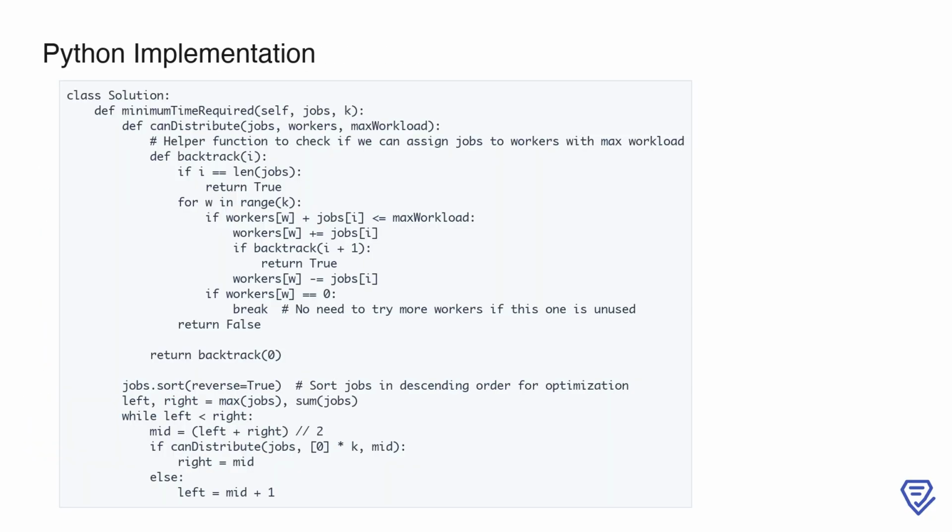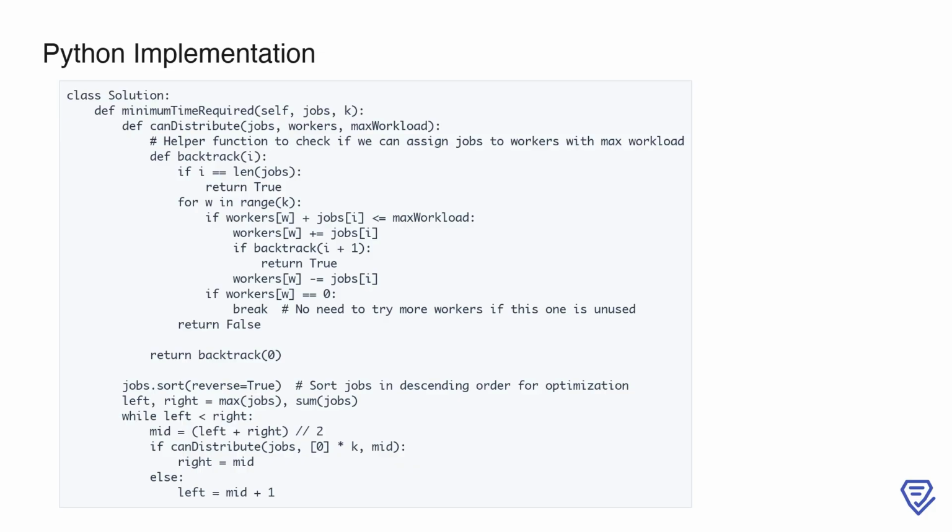Here, we define the minimumTimeRequired function within a class called Solution. This function takes two parameters: jobs, which is a list of integers representing the time each job takes, and k, the number of workers available to distribute these jobs. The goal is to find the minimum time required to complete all jobs when they are distributed optimally among the workers. A helper function, canDistribute, is defined to determine whether it's possible to assign jobs to workers such that no worker exceeds a given maximum workload. This is achieved using a recursive backtracking approach.